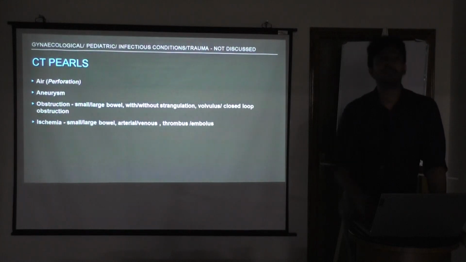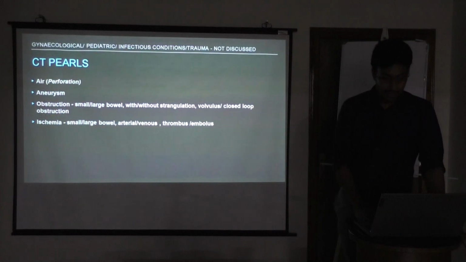In obstruction, if there is compromised vascularity, the term we use is strangulation. And closed loop obstruction is also an emergency. Closed loop obstruction and volvulus are more or less the same term, but closed loop obstruction can happen if the patient has a hernia, where something has popped out of the abdominal cavity. That can develop into a closed loop obstruction. So hernias can also cause closed loop obstruction.